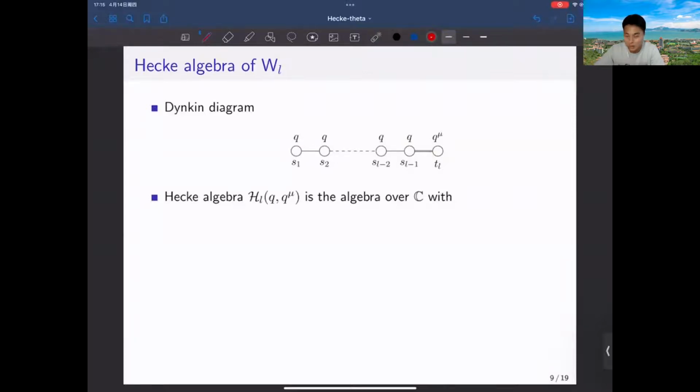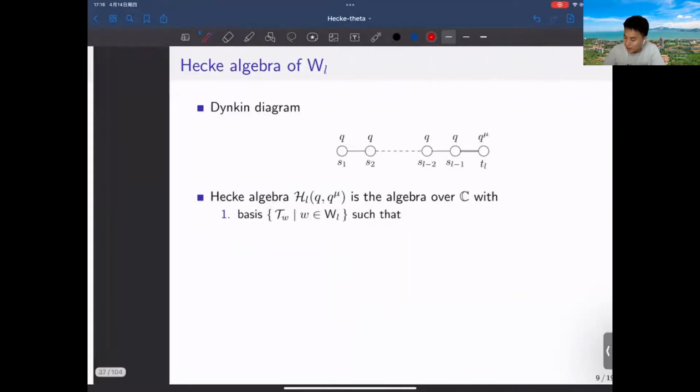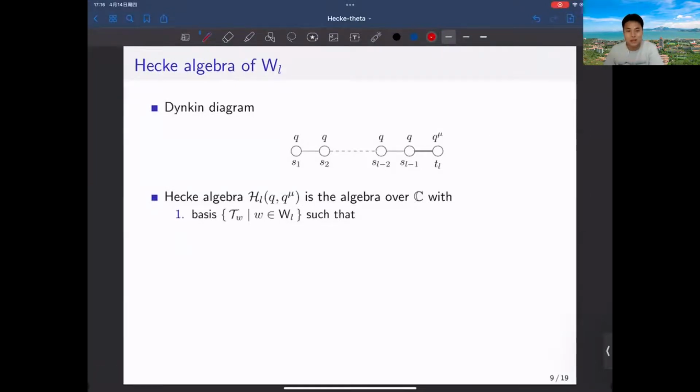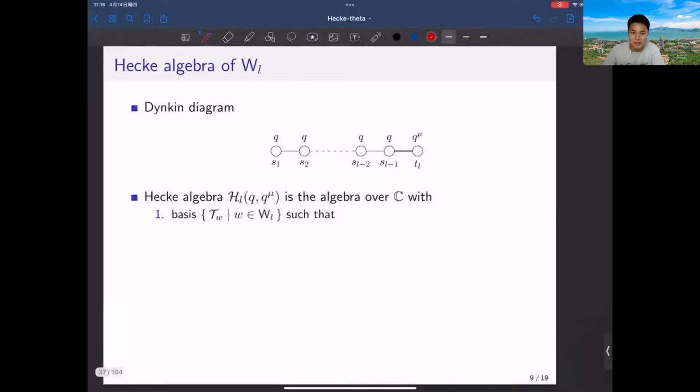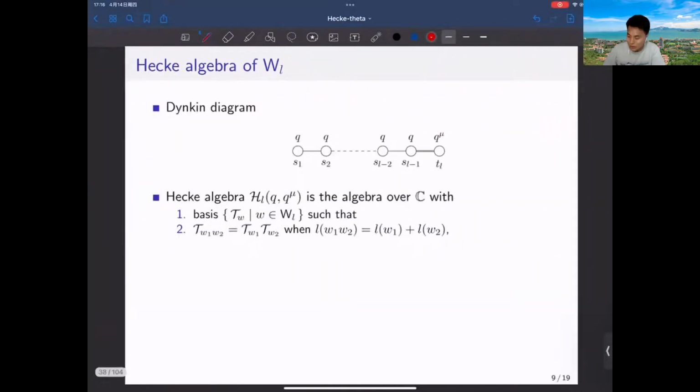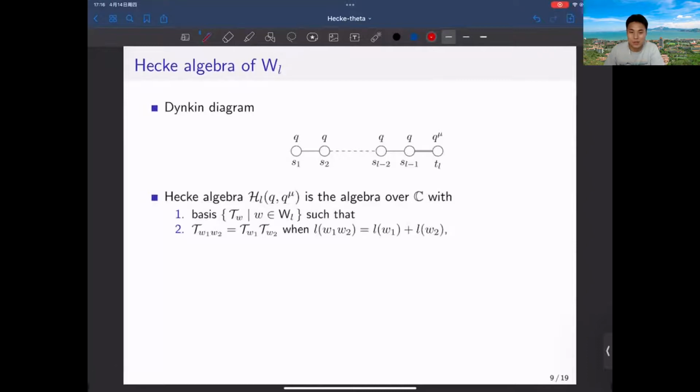So the Hecke algebra we are talking about will be the Hecke algebra defined over C, satisfying the condition that it has a basis, which we call curly T_W, for any W in W_L, such that it satisfies the usual braid relations and the quadratic relation with parameter q for the simple reflections in S_L, and an additional quadratic relation for the last root.